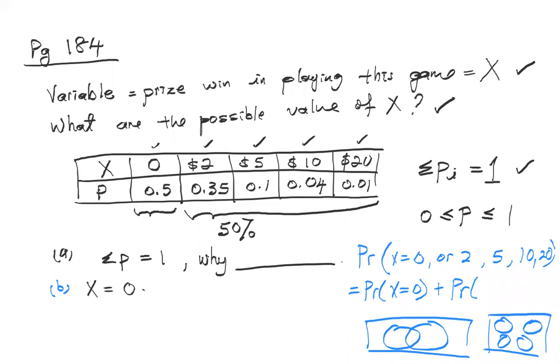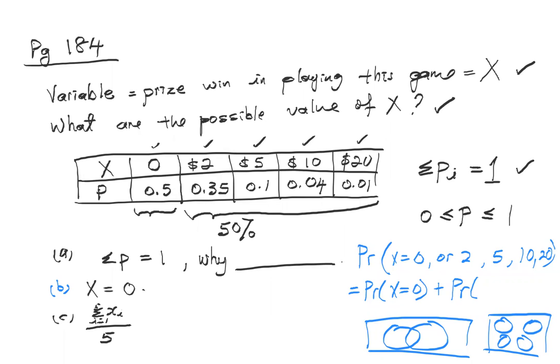Okay, then part C. What is the average? So average, what do you do? How do we count average? Let me explain to you first. How do we count average? Sum of xi, i equal to 1 to 5, because I have 5 values here, divide by 5.